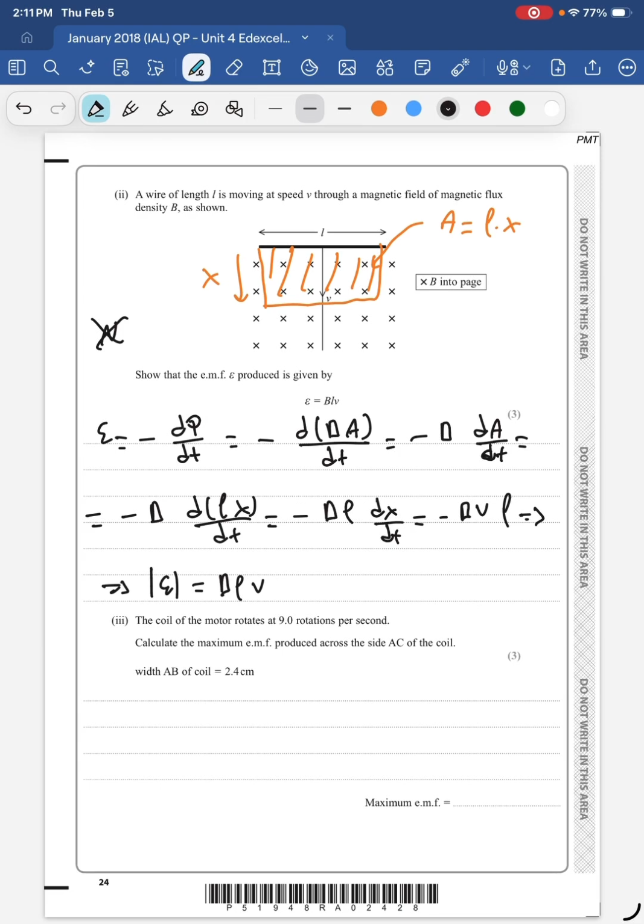Now 3, we go back to the motor. The coil of the motor rotates at 9 rotations per second. Calculate the maximum EMF produced across the side AC of the coil. And they give you the width AB of the coil. I guess they prompt us to use this formula we just proved. So let's do that.